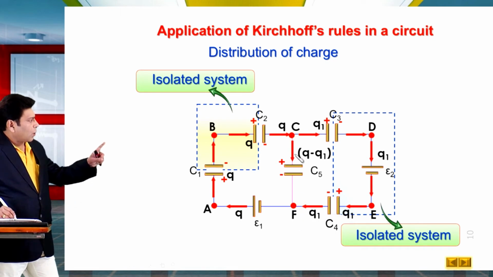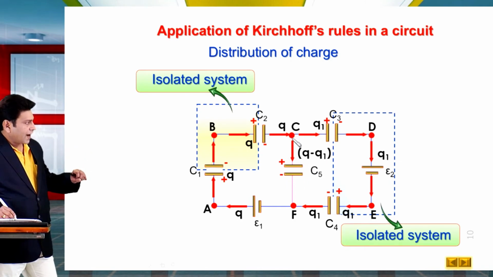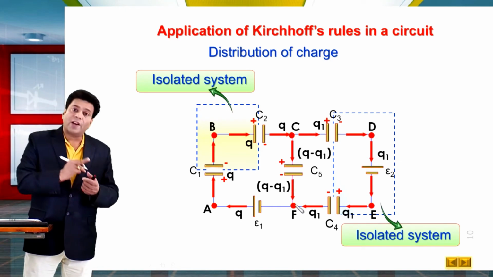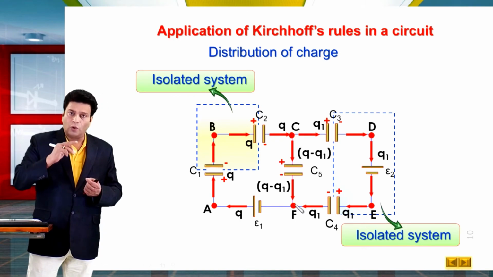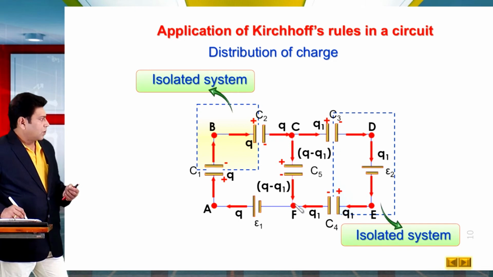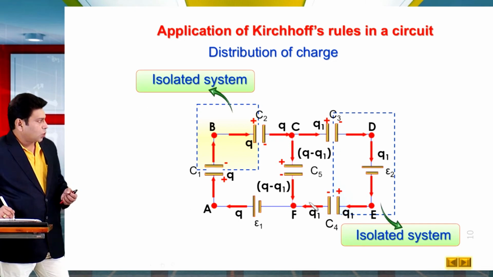And similarly, observe the upper capacitor C5. Charge is flowing in this direction. This is the negative plate and this charge is Q minus Q1. That means Q minus Q1 charge will flow in the downward direction and reach junction F. Now you can verify the junction rule at F. Incoming charge should be equal to outgoing charge. Here we can observe this incoming charge is Q1 plus Q minus Q1.